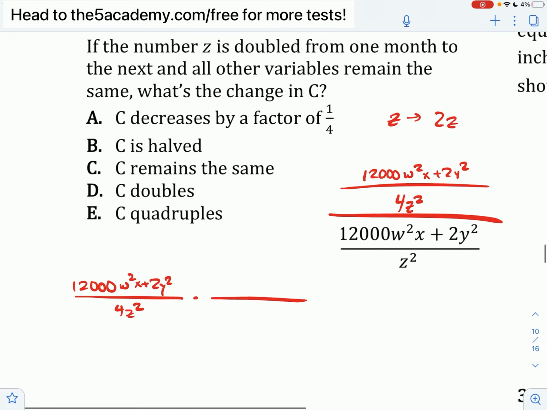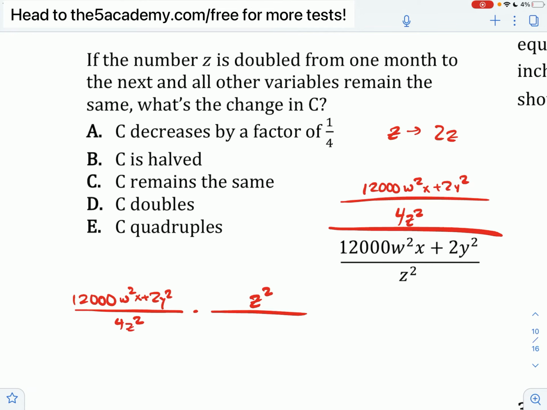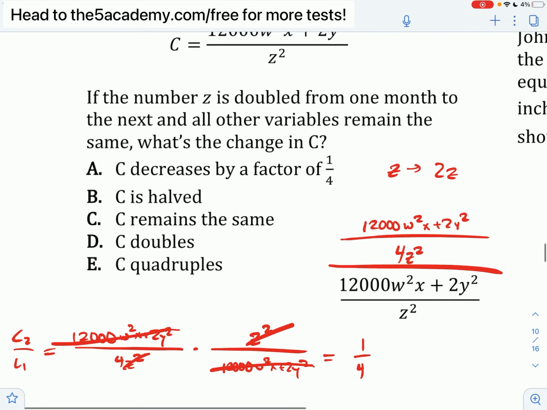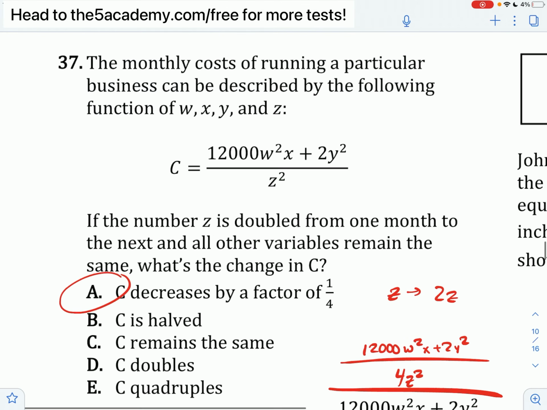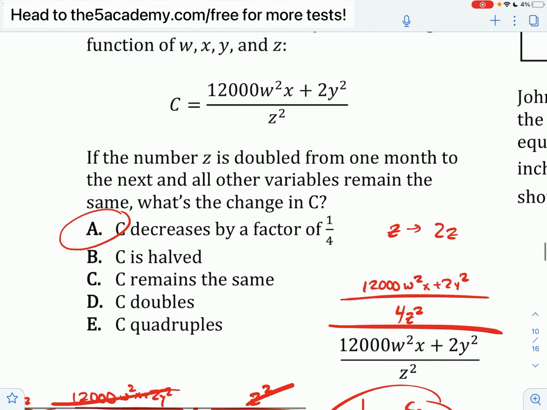So I can just multiply by z squared, and again this is all equal to c2 over c1 divided by 12,000 w squared x plus 2y squared. These two cancel out because they're the exact same. Z squared cancels out, so you're really just left with 1 over 4. So c2 over c1 is equal to 1 over 4. This is the key right here, okay? You have 1/4 as your result. 37 should be A.